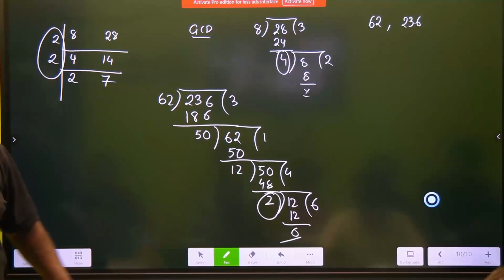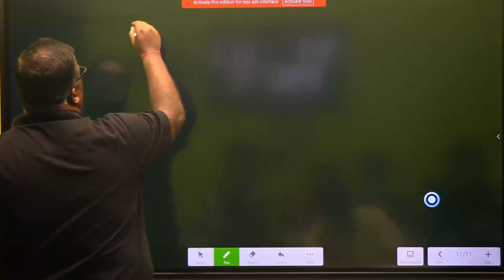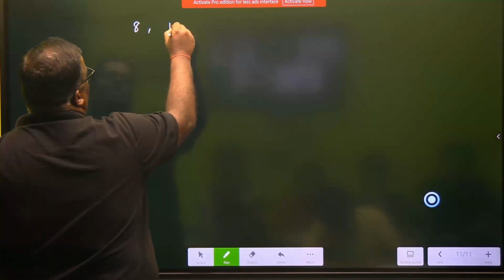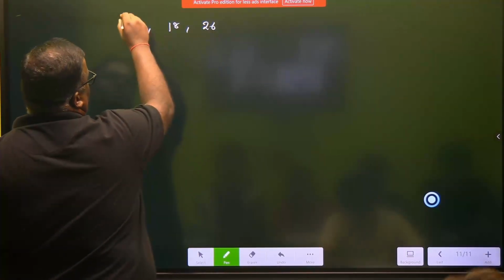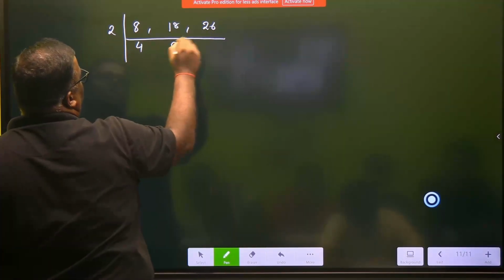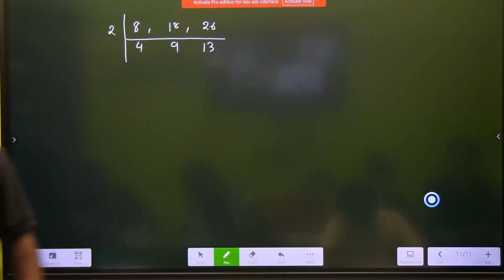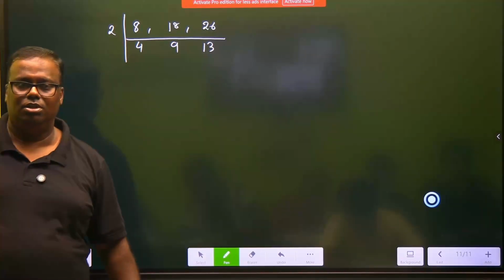So let's take one more easy example. Let's take 8, 18 and 26. Let's try to do HCF. 2 4s are 8, 2 9s are 18 and 13. What is the HCF? 2.